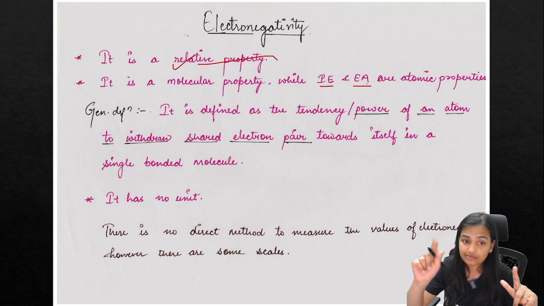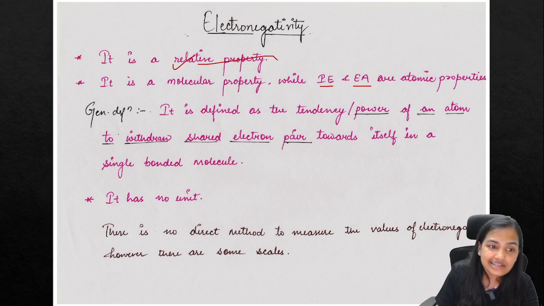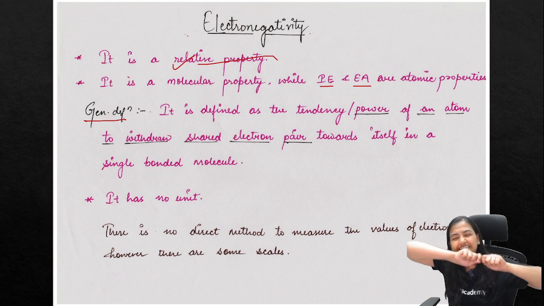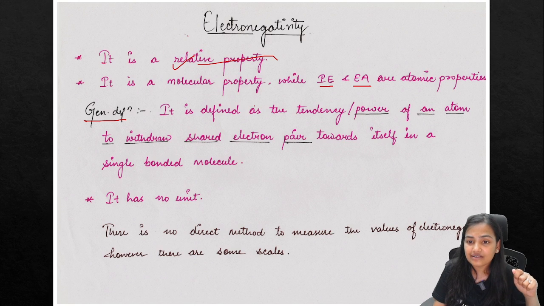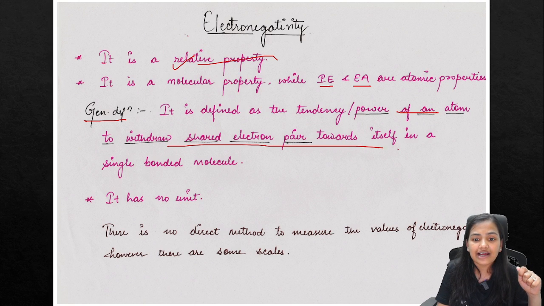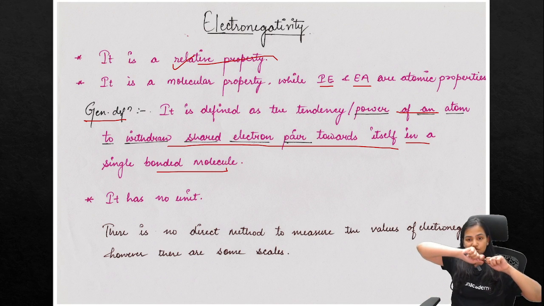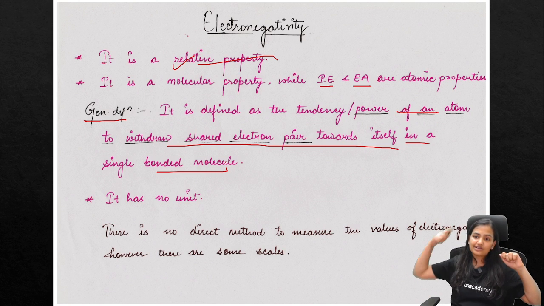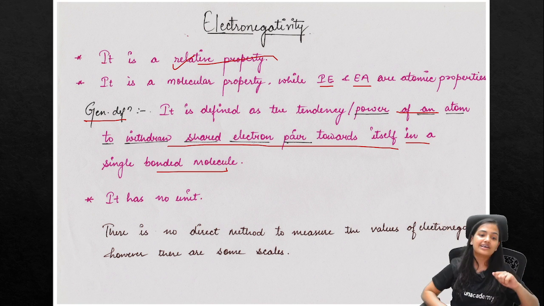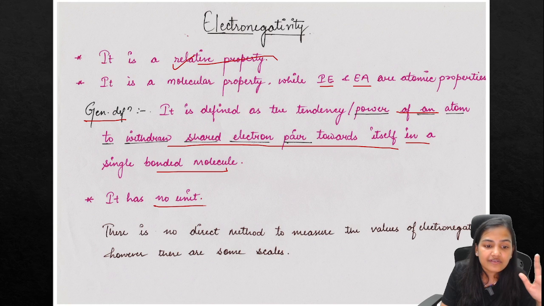They are the properties of a single atom. Okay, so as I already told you, what is the general definition? The tendency or the power of an atom to pull the shared electron pair towards itself in a single bonded molecule. Okay, so there must be a single bond. So if any of the species is more powerful to pull the shared pair of electrons, it is said to be more electronegative. Okay, so guys, electronegativity is a relative property.